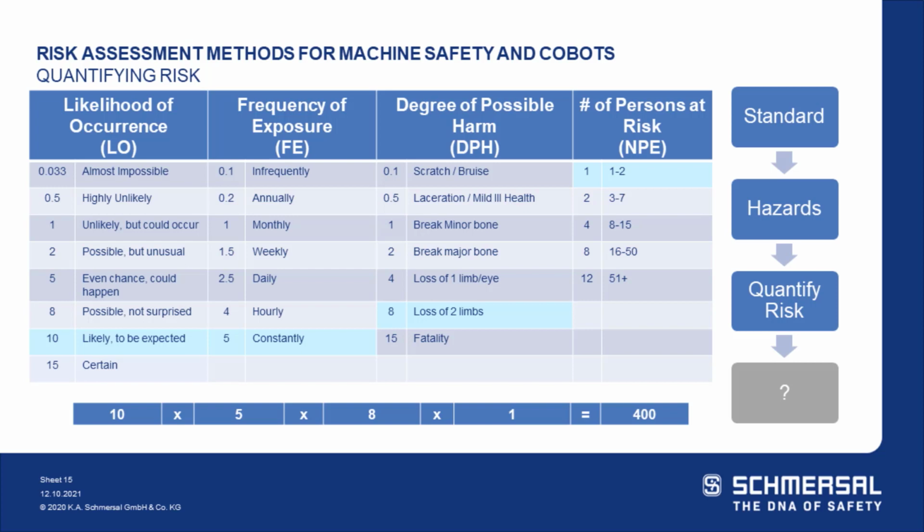So possible degree of harm, that was a loss of 2 limbs. If his reaction went in and he had 2 hands there, it might have been amputation of 2. So I did an 8. You might have done a 4.